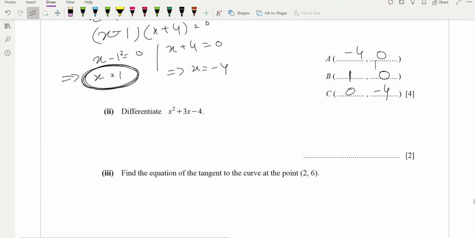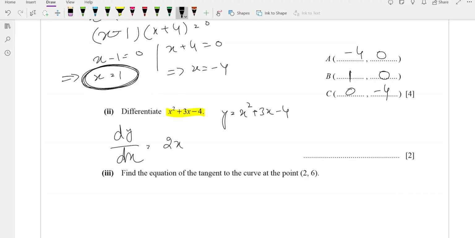Now they are saying differentiate this part, and this is so easy. We can write it as y is equal to x square plus 3x minus 4. So dy over dx will be the differentiation with respect to x. So this will be 2x plus 3, and the constant has derivative 0, and this will be the differentiation done.